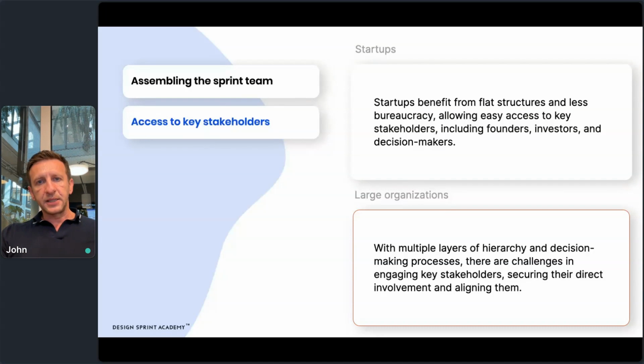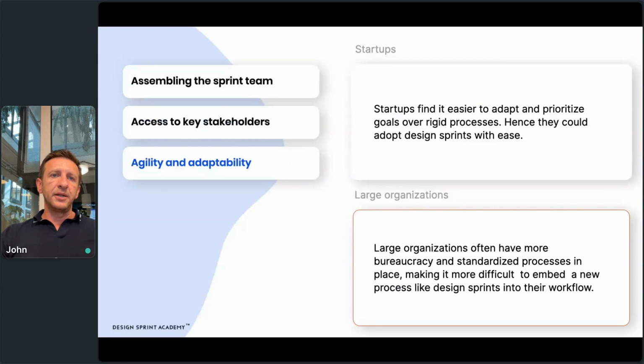So that's another aspect. Then we're talking about how agile and adaptable these companies are. Startups, when they saw the sprint process, it's like, oh, this is for us. We can quickly use this to validate our solution. So let's just run a design sprint. Very easy. On Monday morning, we show up at work, we start working with a design sprint.